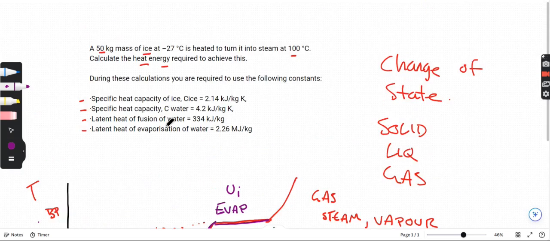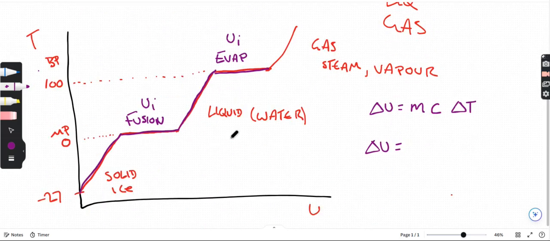So the latent heat of fusion of water is 334 kilo, and the latent heat of evaporation of water is 2.26 mega. It takes quite a lot to turn it into gas. So when we come to those bits, we're going to be using the mass times by this L thing. So that's the only two formulae we need.